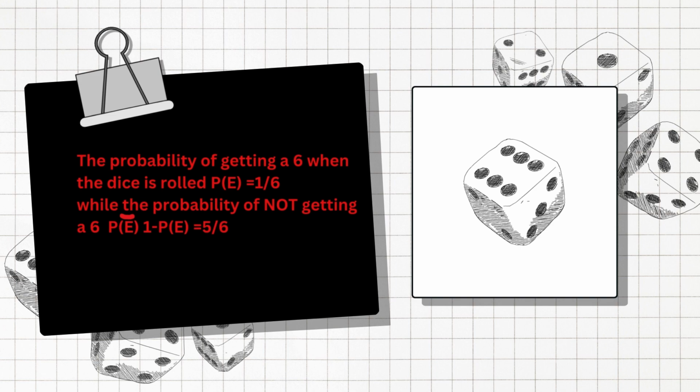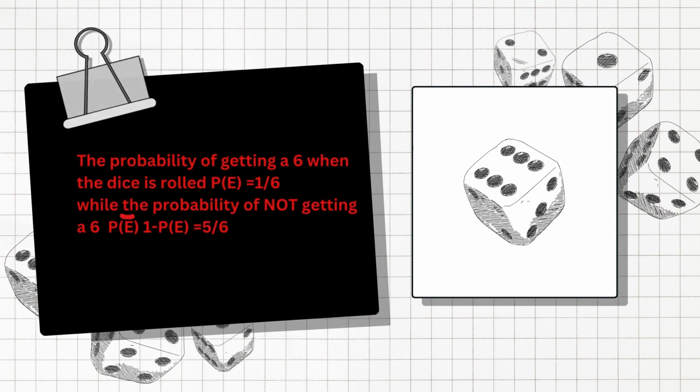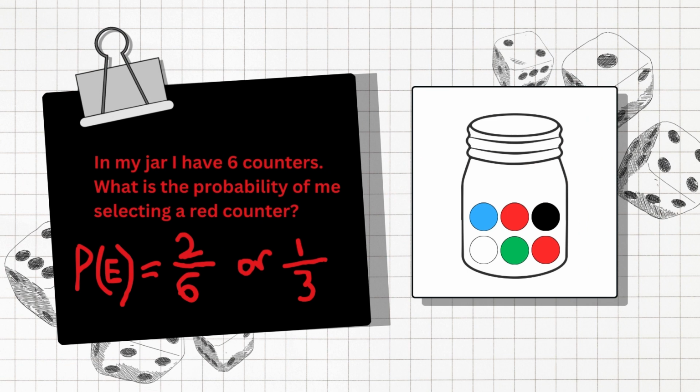Now let's take a look at another example. I have a jar here and I have 6 counters in the jar. What is the probability of selecting a red counter? If I pick one counter at random, what is the probability that the counter I'm going to pick is red? Looking at the counters, we can see that we have 2 red counters and 6 counters in all. So the probability of picking a red counter is 2, the total number of red counters, over 6, the total number of counters. So the probability of getting a red counter is 2/6, which is also 1/3.